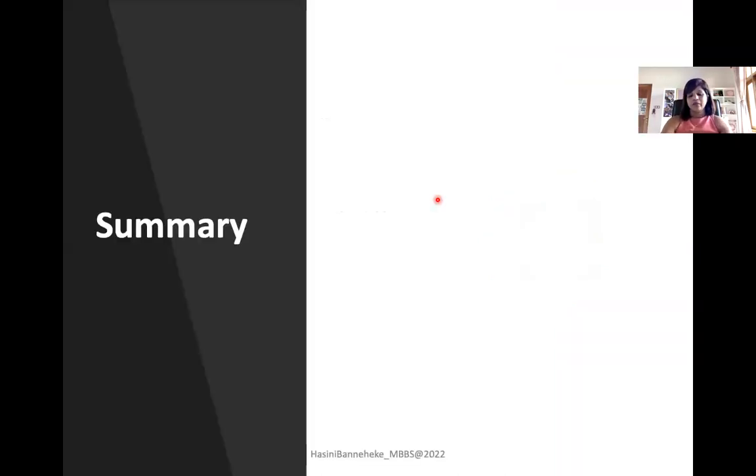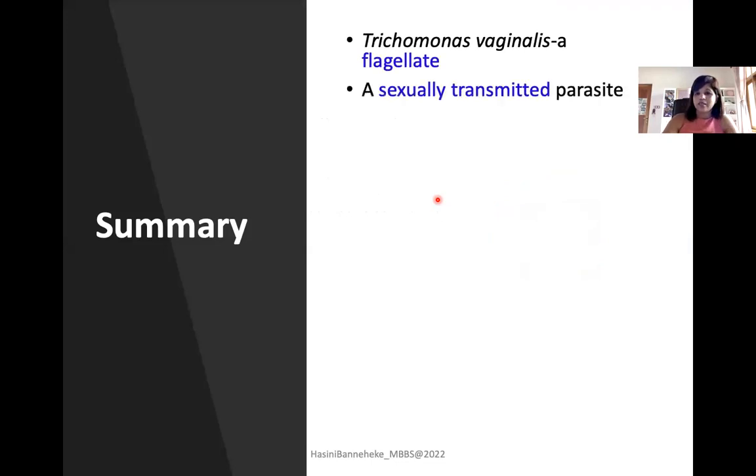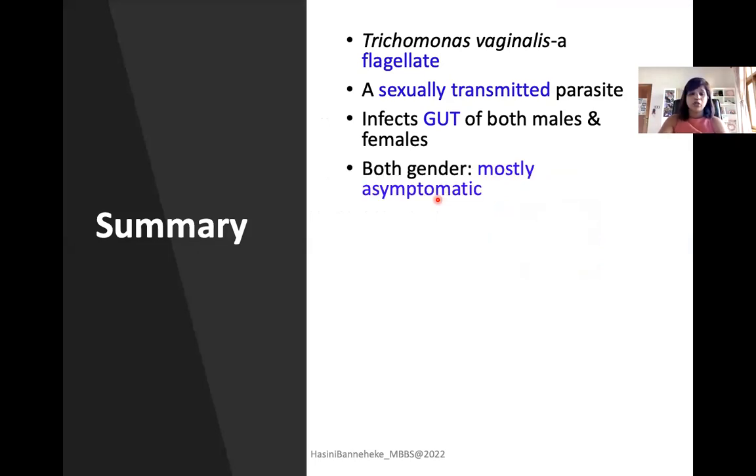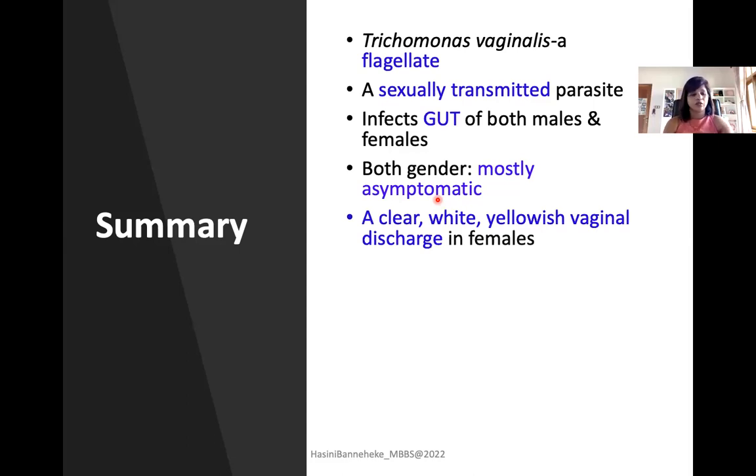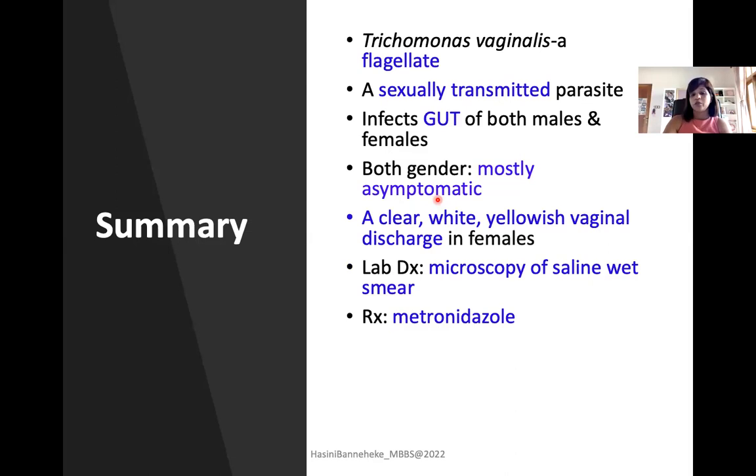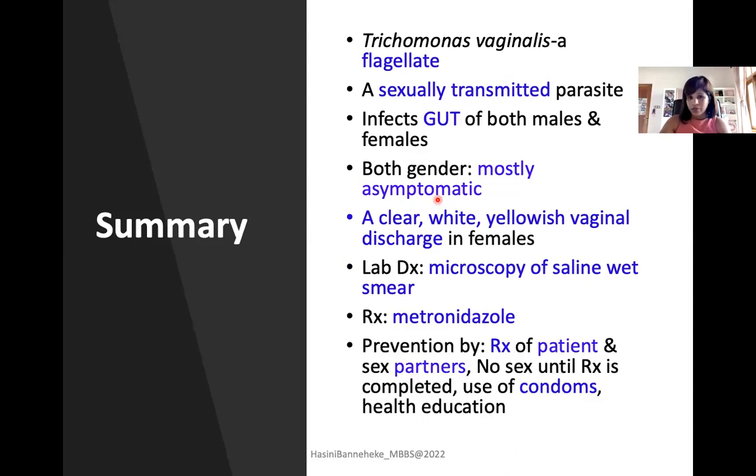Right, so in summary, this is a flagellate parasite, and it's a sexually transmitted parasite. Its habitat is the genitourinary tract of both males and females. Even though it's called Trichomonas vaginalis, it doesn't mean that it's only in females. In both males and females, mostly the disease is asymptomatic. In the female, there is a clear white or yellowish vaginal discharge. They'll have itching, but not very intense itching like in candidiasis. Laboratory diagnosis is mostly by microscopy of saline wet mount, or microscopy of a stained smear. And the treatment is with metronidazole.